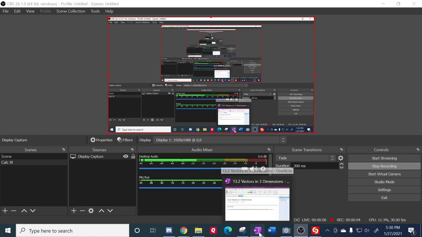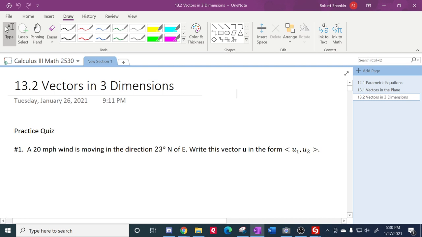All right, and let me take you to the practice quiz. So 20 mile per hour winds moving in the direction 23 degrees north of east. Write this vector u in the form u1, u2.